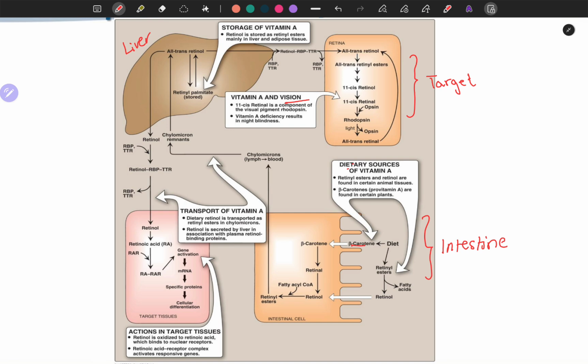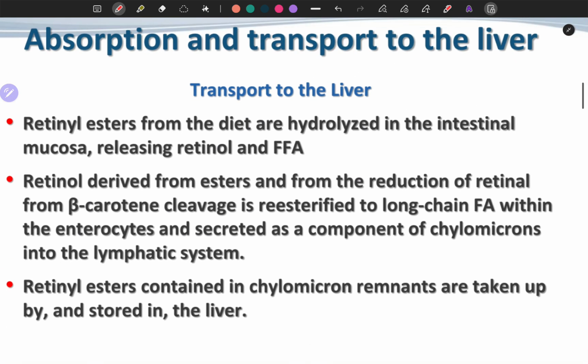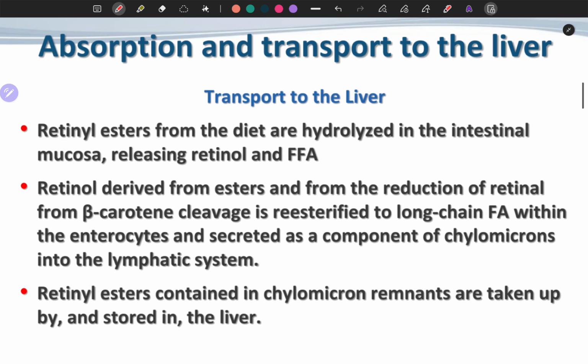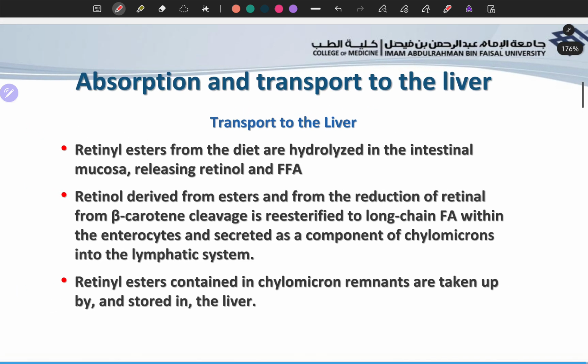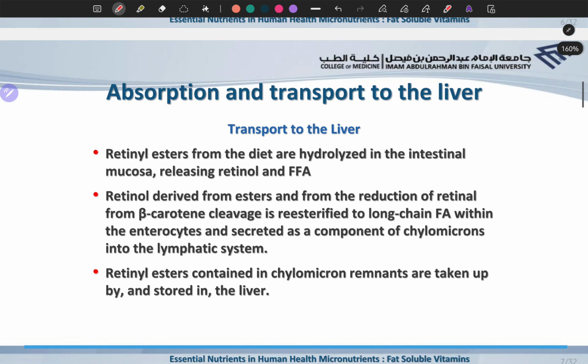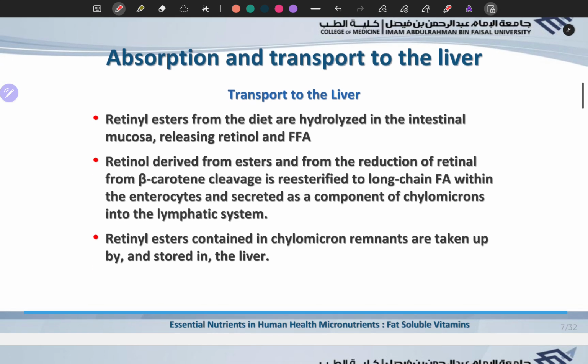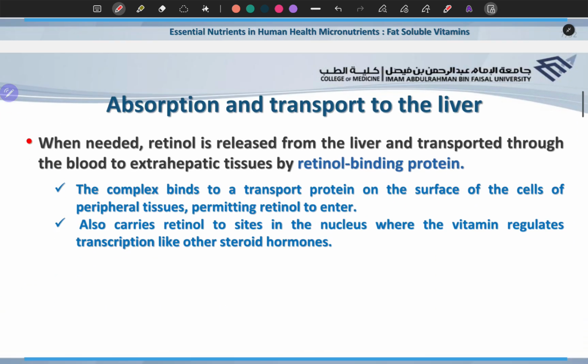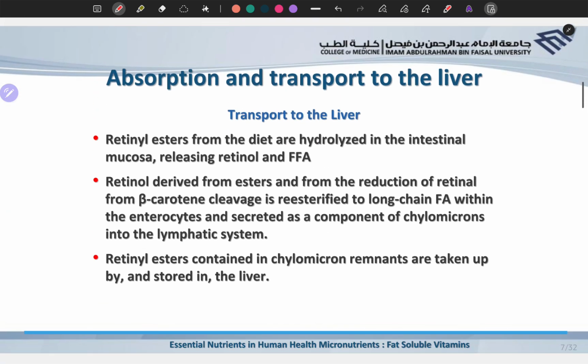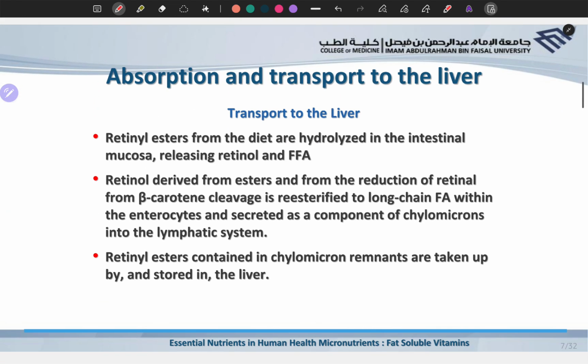Now, whatever I said in written form, it is there. So, the retinol esters from the diet are hydrolyzed in the intestinal mucosa, releasing retinol and free fatty acid. The retinol derived from the esters and from the reduction of retinol from beta carotene cleavage is re-esterified again by the long chain fatty acid within the enterocyte and secreted as components of chylomicron into the lymphatic system, gets absorbed into the circulation and taken and stored in the liver.